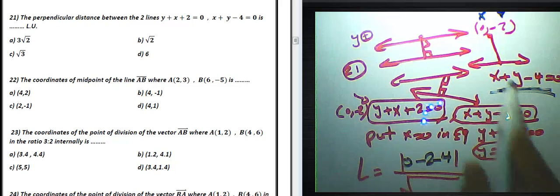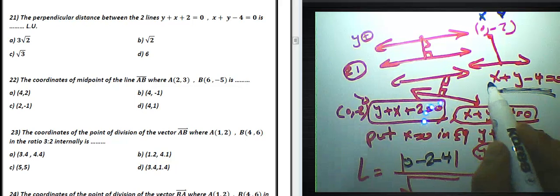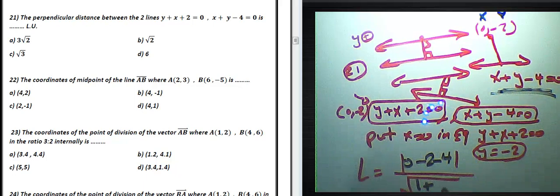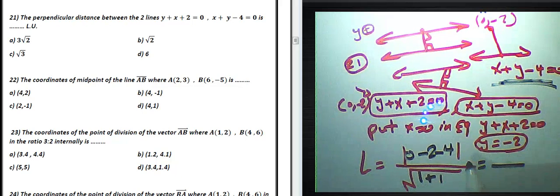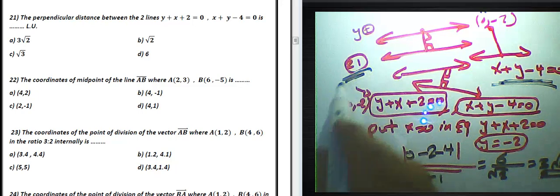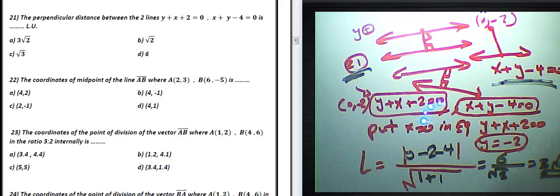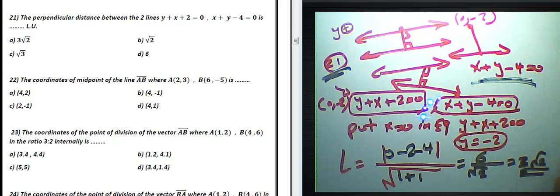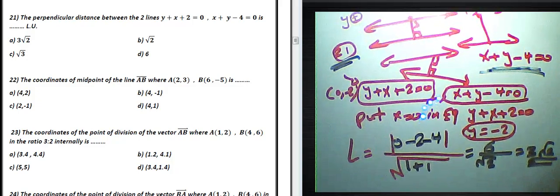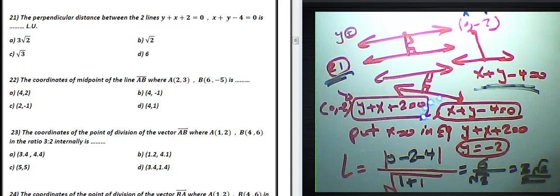Put x equals 0 and y equals -2: -2 minus 4 equals -6. The coefficient of x squared is 1 squared, equal to 1, and the coefficient of y squared equals 1. The result will be absolute value of -6, which is 6 over root 2. The result will be 3 root 2. It's like question 20. Questions 20 and 21 have the same result, 3 root 2. Understood or not? Understood?